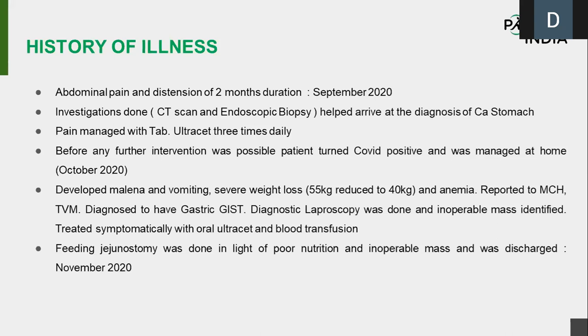He had been to the hospital in September when he weighed around 55 kilograms. And by November, he was weighing only 40 kilograms. And there was severe anemia also. So by then, he was taken to the Medical College Hospital at Trivandrum. And he was diagnosed to have gastrointestinal stromal tumor with a diagnostic laparoscopy.